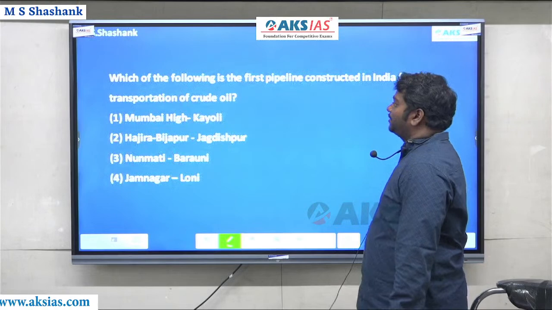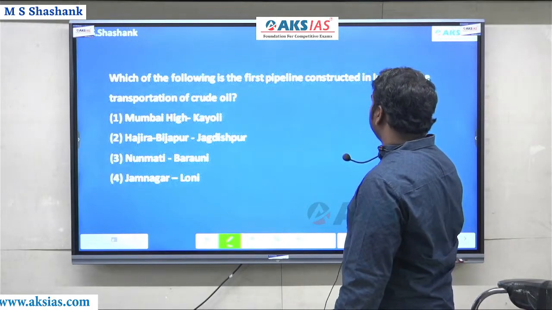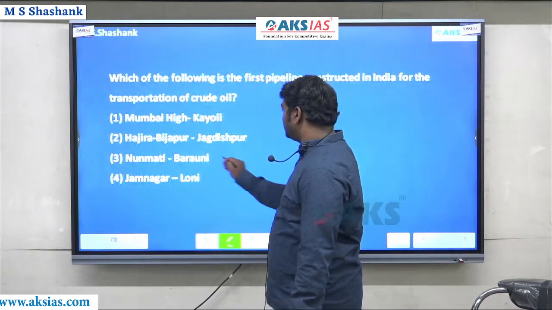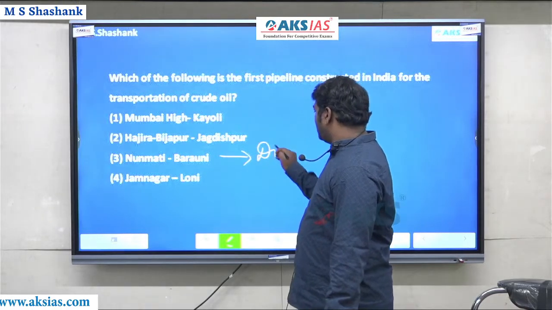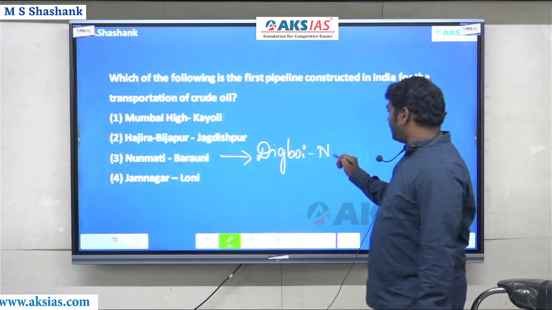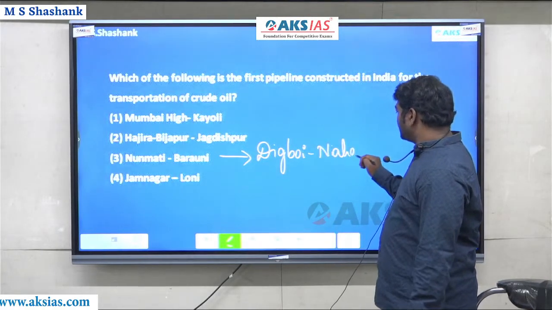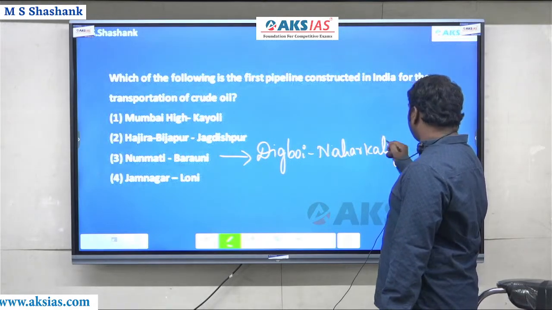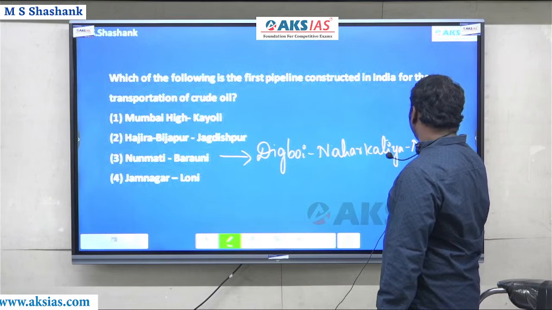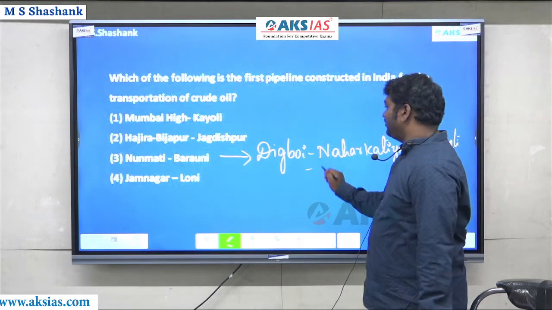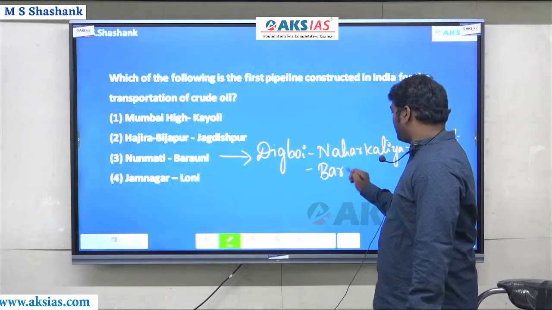Don't worry. Which of the following is the first pipeline constructed in India for the transportation of crude oil? See guys, first oil was found in Digboy. From Digboy, closer to that you have something called Nahar Katia. From Nahar Katia, we took it to Noonamati. From Noonamati, we went to Barauni in Bihar.